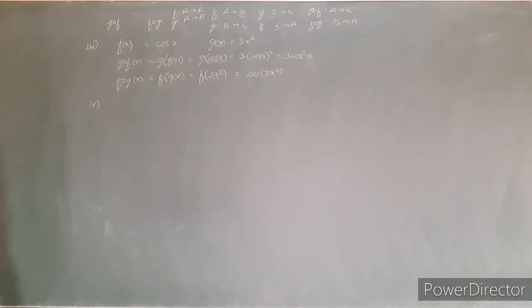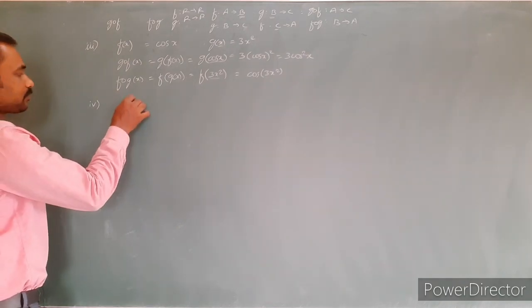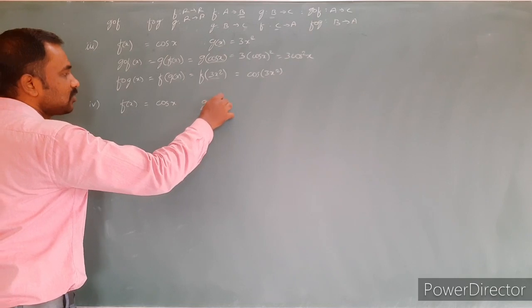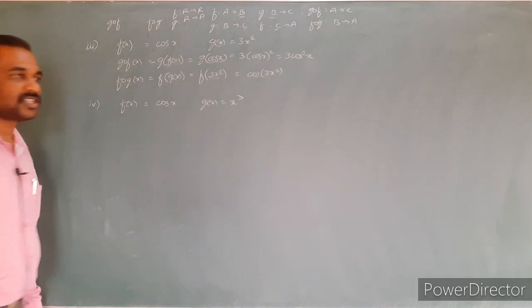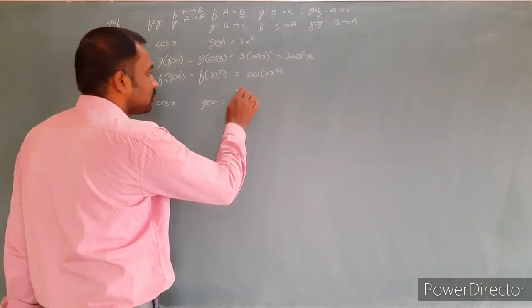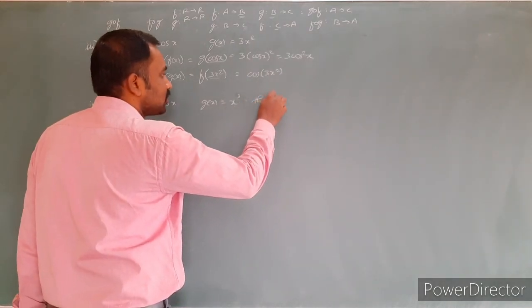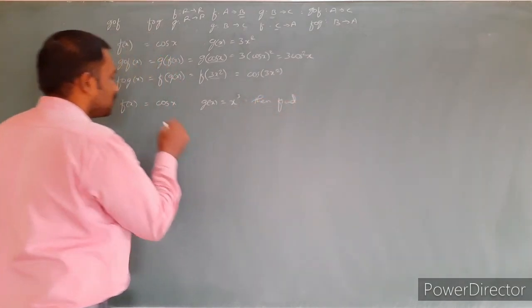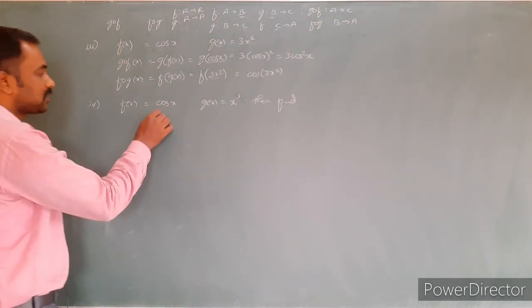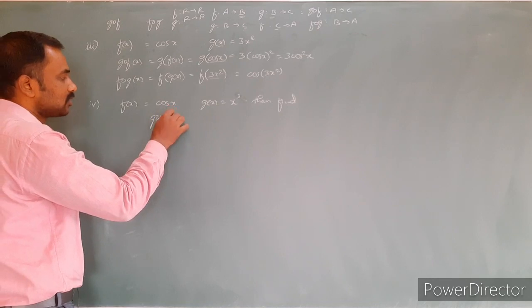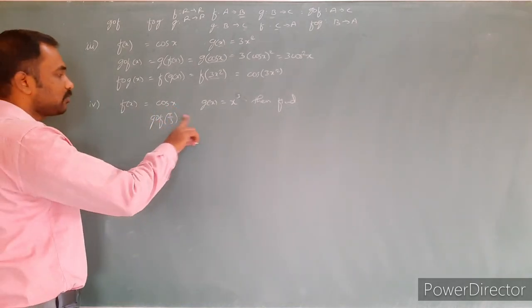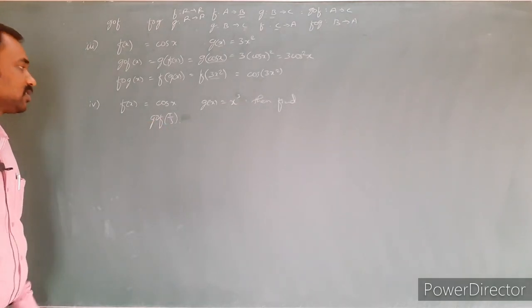Now, f(x) = cos x and g(x) = x³. Then find g∘f of π/3. We need to find the value of this.